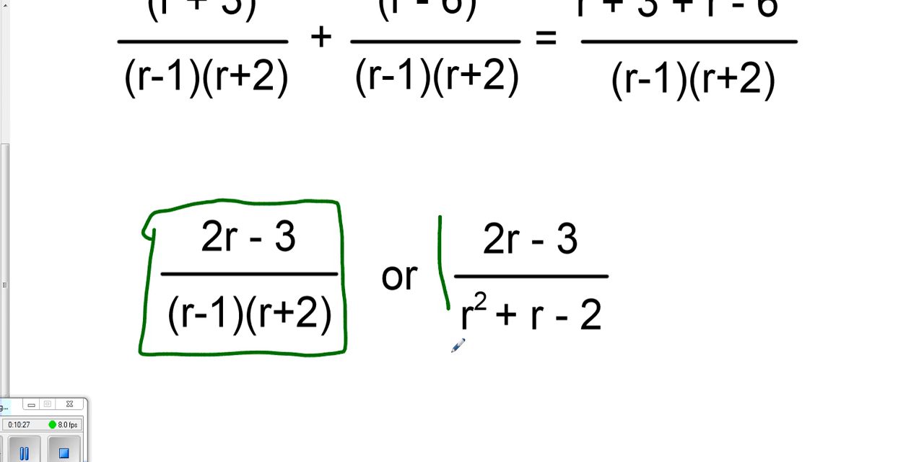Some textbooks or some teachers will prefer this one. I'm not too picky. If you left it in either one of these, that would be okay. This one might help because of canceling things out. This one might make a little more sense because it's actually all expanded out. There's no parentheses there. Either one is fine.